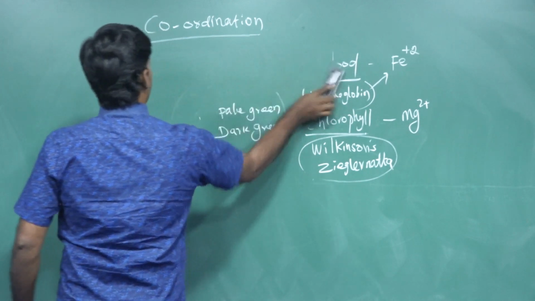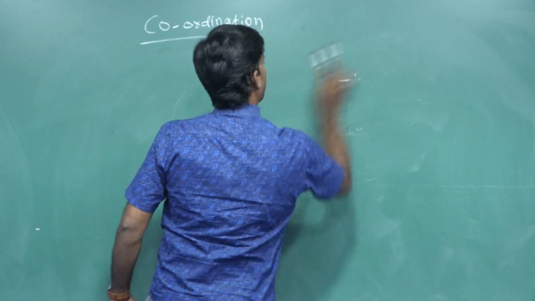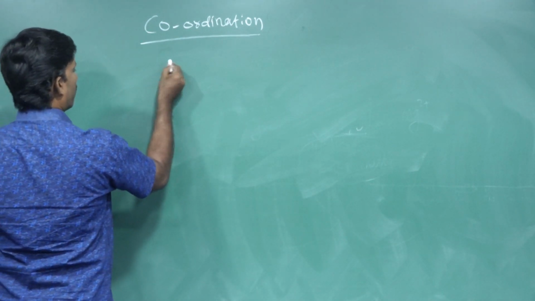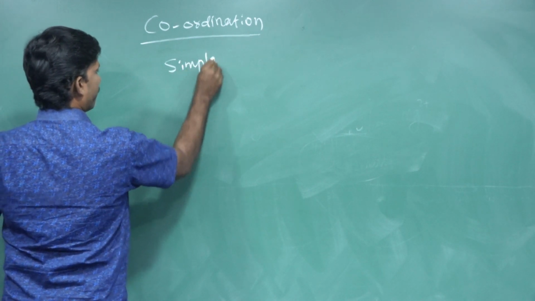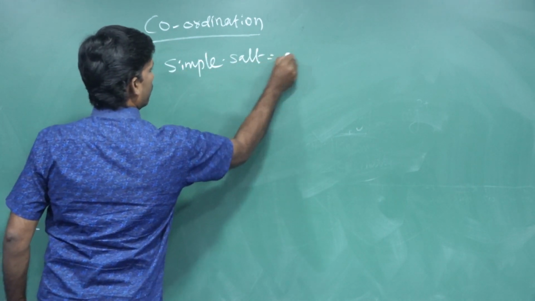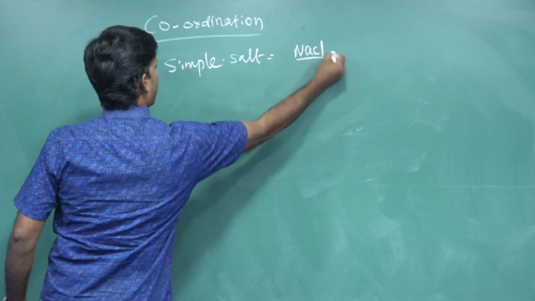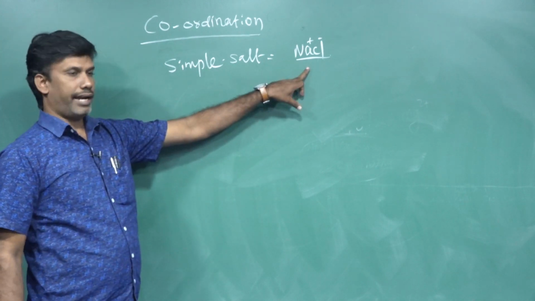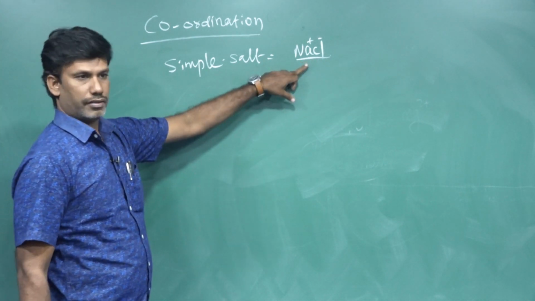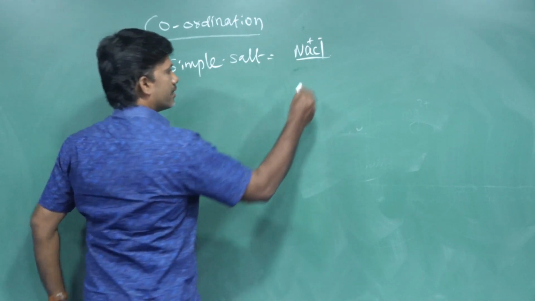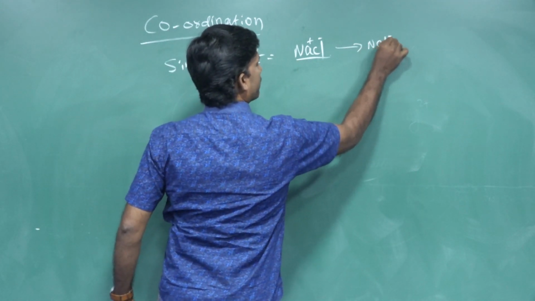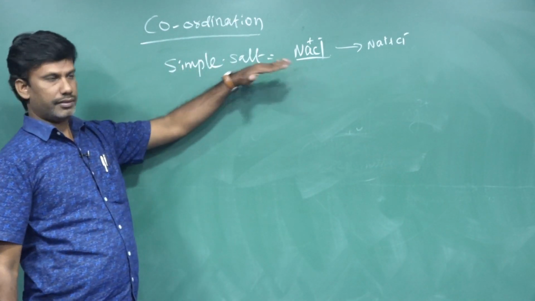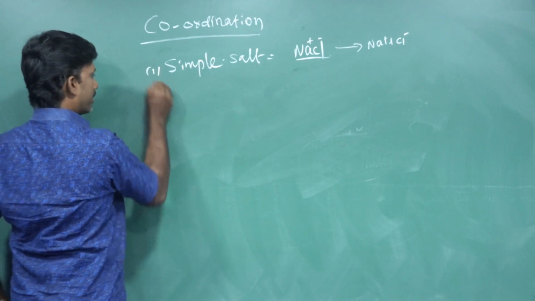Before entering into coordination compounds, we are going to know about the different types of salts. Normal salt or simple salt: for example, NaCl, where a cation and an anion combine together to form a simple salt. An acid and a base react to give a simple salt. This NaCl can dissociate into Na+ and Cl-, its constituent ions. This is a simple salt. Then we have addition compounds.